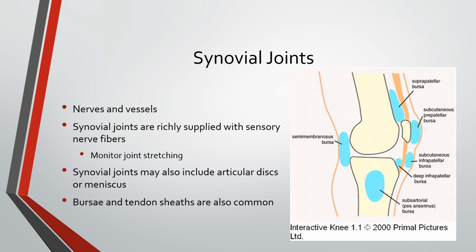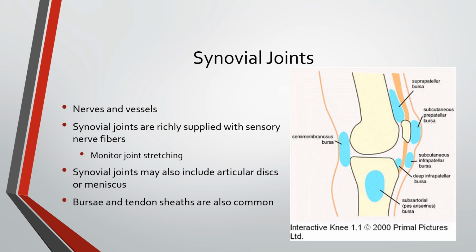Okay, so in terms of these synovial joints, nerves, and vessels, synovial joints are richly supplied with sensory neurons. Again, like we said, they can send all sorts of sensory information back up to the brain regarding the position of the joint itself. And its major job is going to be to help us monitor the joint stretching. So if the joint stretches too far, it'll send a cautionary signal up to the brain to say, hey, we shouldn't be stretching this far. This doesn't feel good. This isn't a safe position for this particular joint to be in.